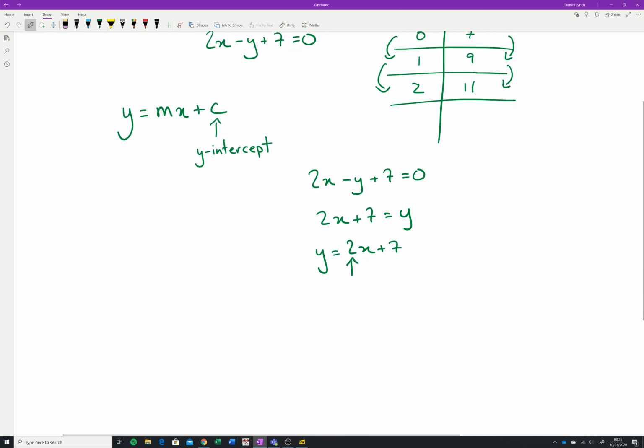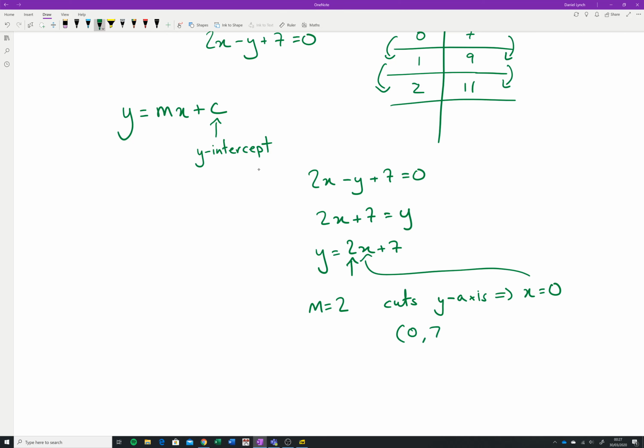We can say certain things. We can say that the slope is 2, and that it cuts the y-axis. Remember, where something cuts the y-axis, it implies the x value is 0. So we get 0, and when you place x equals 0 in there, you get y equals 7, or you can just immediately say it's that value there. That's a very handy thing to know. That is where it cuts the y-axis.